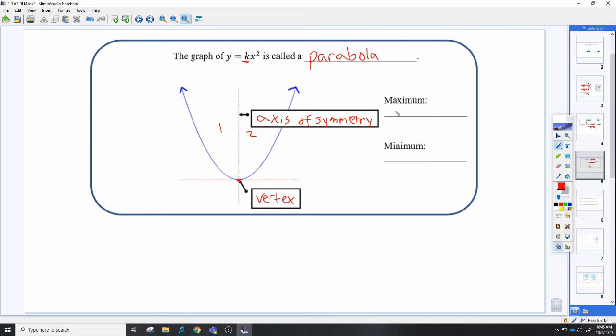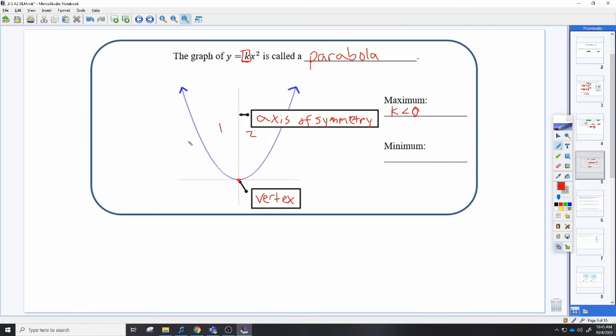Okay, then we have this weird stuff over here, the maximum, minimum. This will depend on the value that we pick for k, and we'll see that when we get to the other website. The maximum is whenever k is less than 0. So in other words, if we put a negative number in here, that's going to give us a whole different shape of this, and we'll actually get a maximum value. This will become more apparent later.